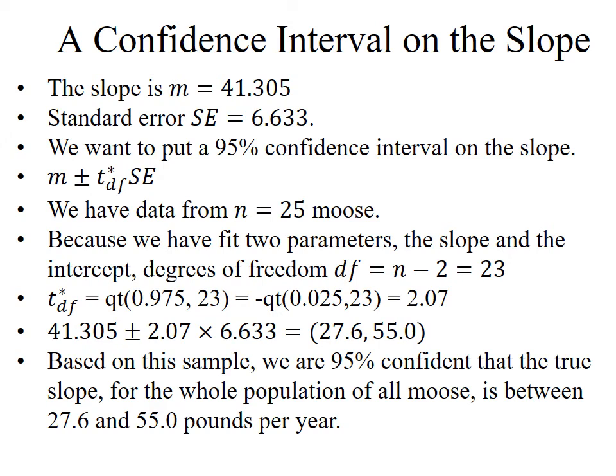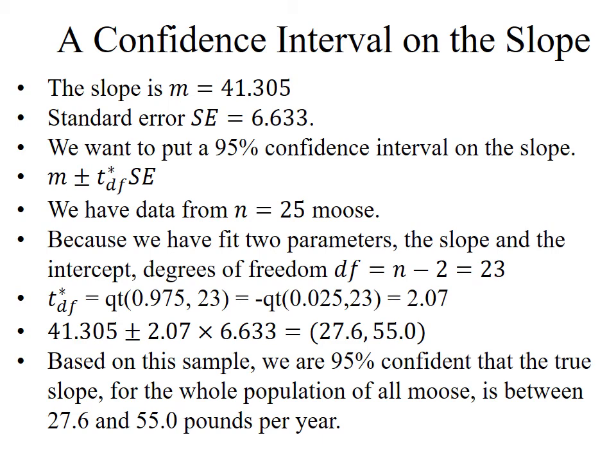In this case, we have data from 25 moose, and now we fit 2 parameters to the data, both the slope and the intercept. So that decreases our degrees of freedom by 2 in this case. So our degrees of freedom is n minus 2. If I'm doing a simple linear regression like this, 25 minus 2 is 23. So that's how I get my critical t-value.